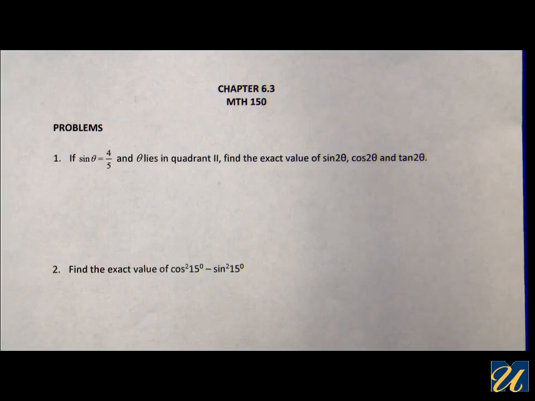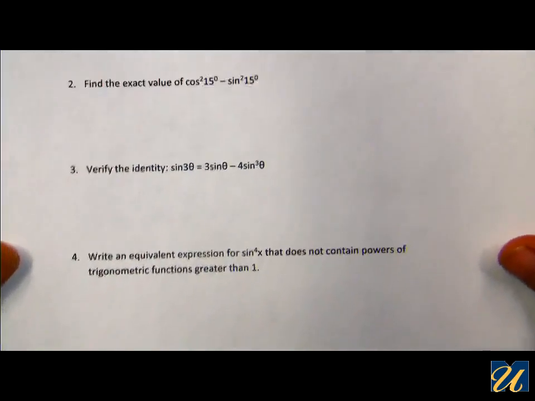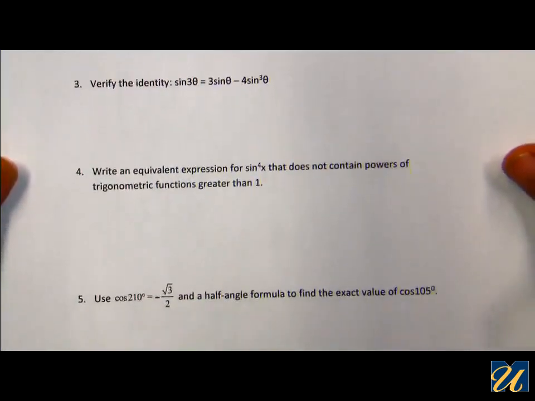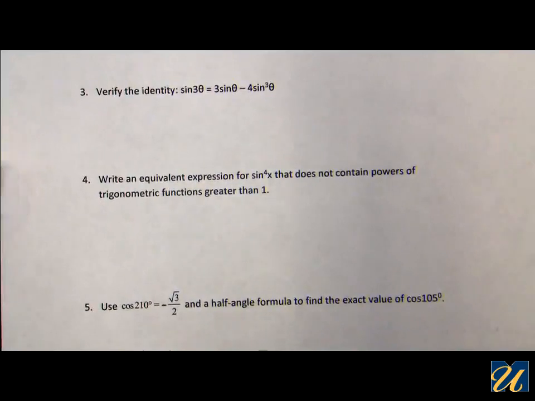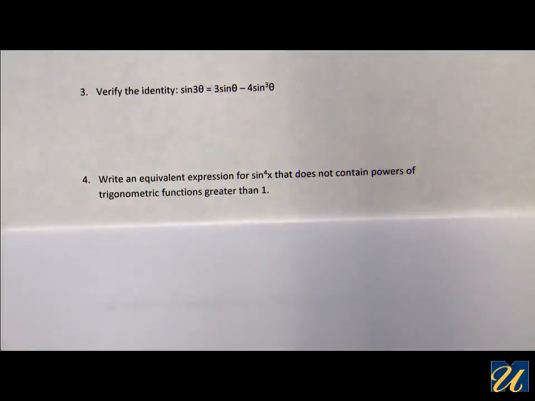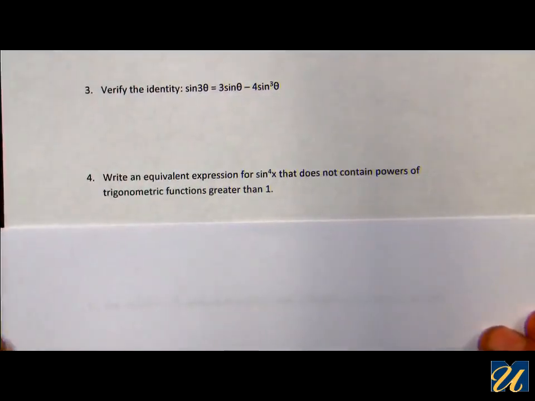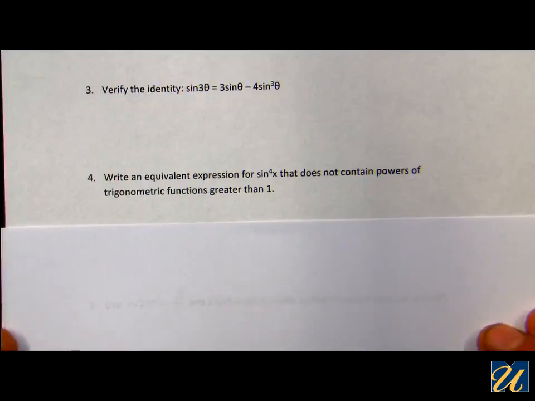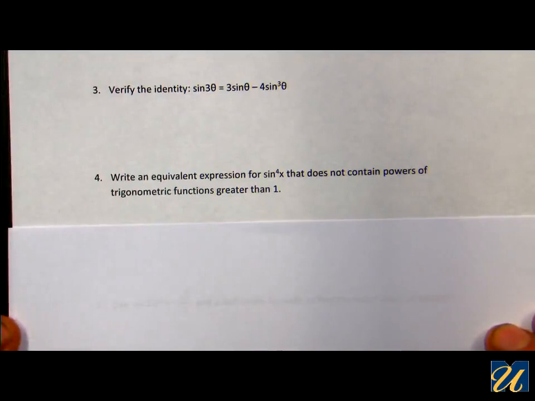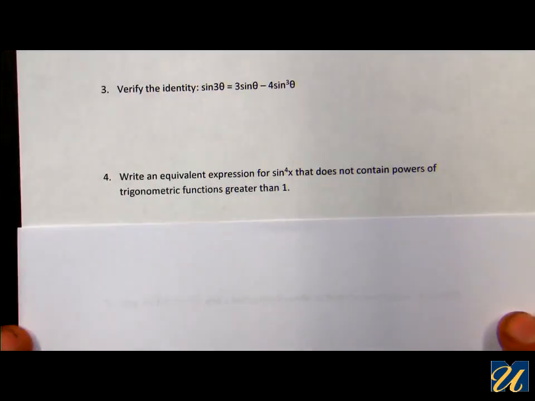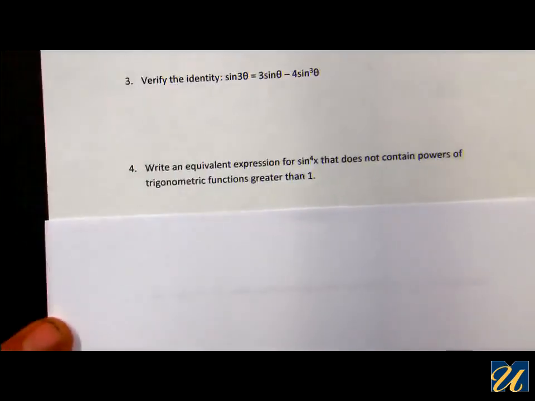Section 6.3, problems continued. We have problem 4 and 5 to do. So let's get started with problem 4. Write an equivalent expression for sine to the fourth power of x that does not contain powers of trigonometric functions greater than 1. So this is a power reduce problem.